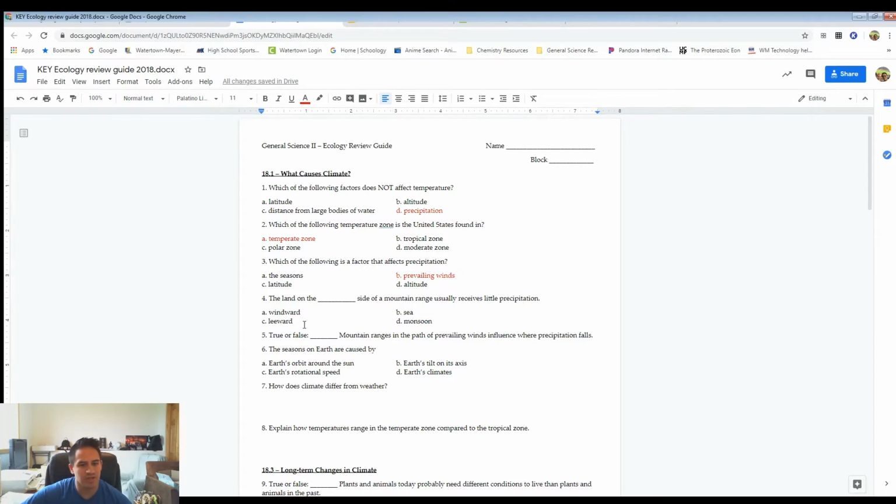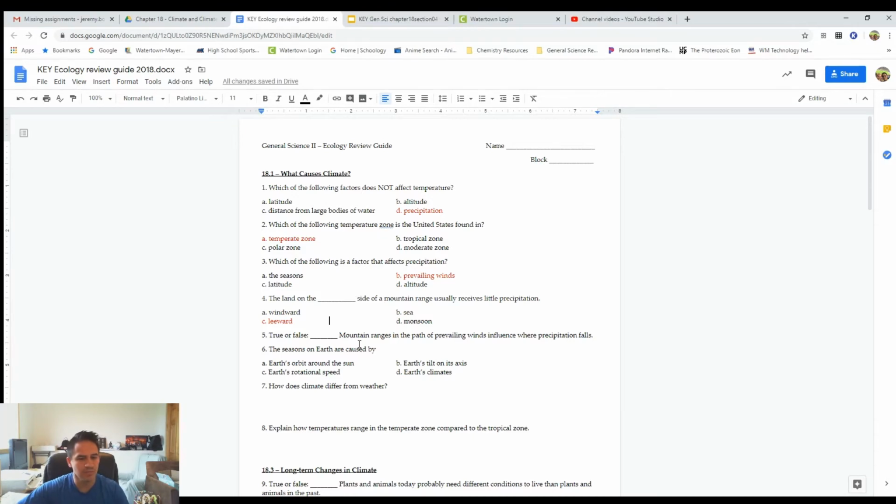Number four, the land on the blank side of a mountain range usually receives little precipitation. The word we're looking for is the leeward side. The land on the leeward side, the back side of the mountain range, typically receives very little precipitation. The windward side of the mountain, the side that the wind is blowing onto, is going to receive a lot more precipitation because that's before the water has fallen out of the air. Remember, it rises up the mountain, falls out of the air, and then as it gets to the backside, it's a lot drier at that point.